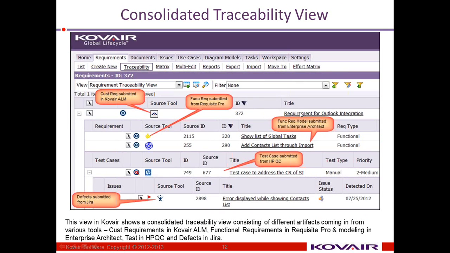So this is a sample traceability view from the Covea application, where you can see different artifacts in a tree kind of structure, where the first one is a requirement defined in Covea. Next level we see a Requisite Pro requirement and Enterprise Architect model, and some test cases from Quality Center and some defects from Jira. So this is a real snapshot from the Covea product, where you can see the data integrated from across all the tools.